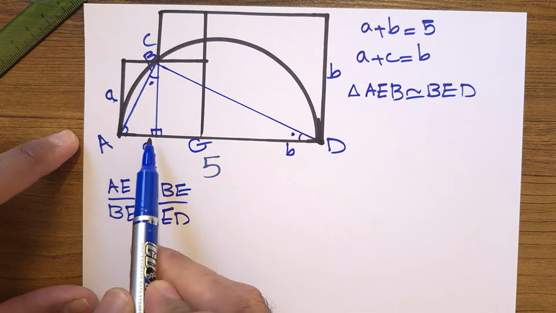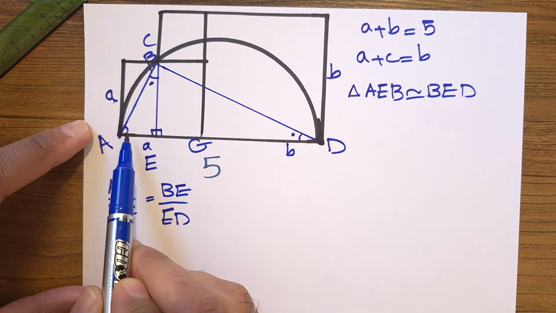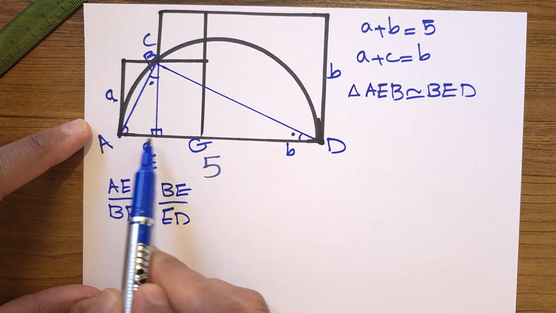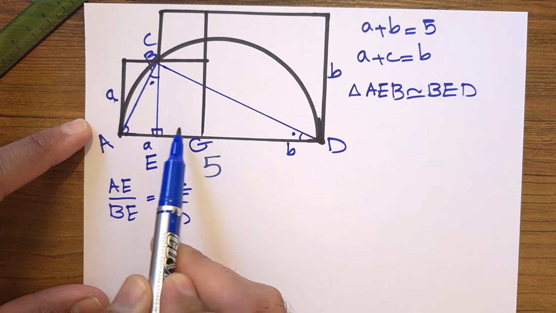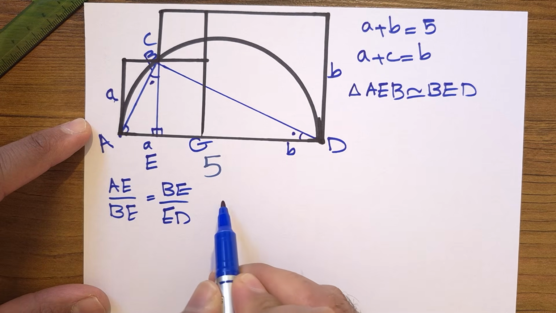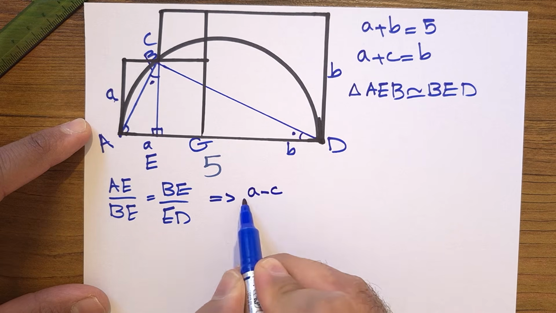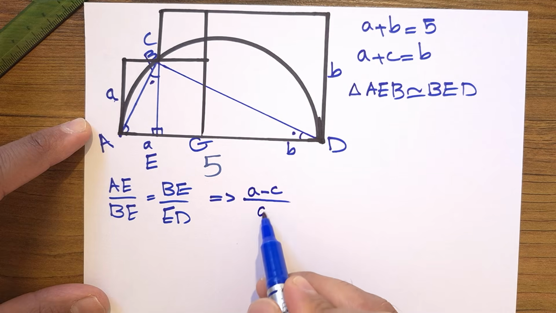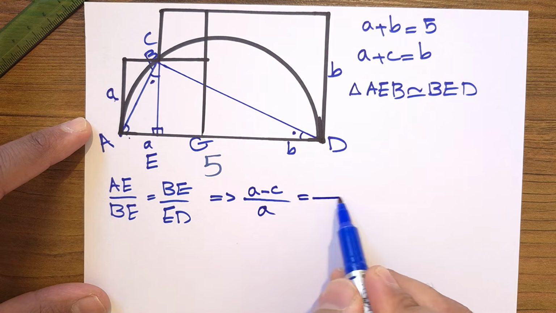Okay, now let's substitute because we know those values. What is the length of AE in terms of the sides of the squares? AE, for example, is A minus C because this AG is A, right? And EG is C. So AE is A minus C over BE. B is the side of the square, it's A. So A minus C over A equals BE.